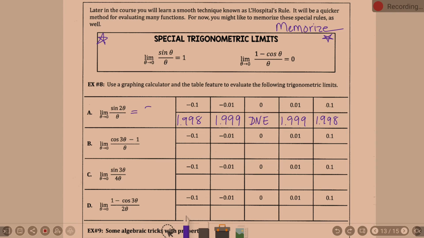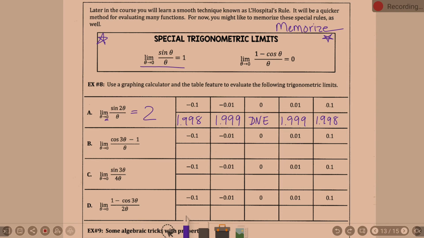That makes sense. Now, are we connecting here? I think so. This is very similar to the memory one up here, except there's a 2. Sine theta over theta is 1. If you have a coefficient in there, it just multiplies it. That's what we're trying to teach you here. So, let's look at this next one.